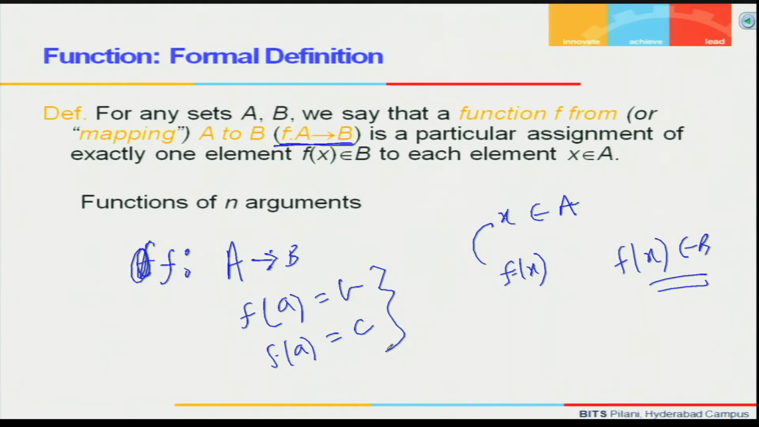If an element in A has two elements assigned to it, then it ceases to be a function, rather it is not a well defined function. And one more thing, all the elements in A should be mapped to corresponding elements of B. If these two conditions are satisfied, we call this mapping a function.